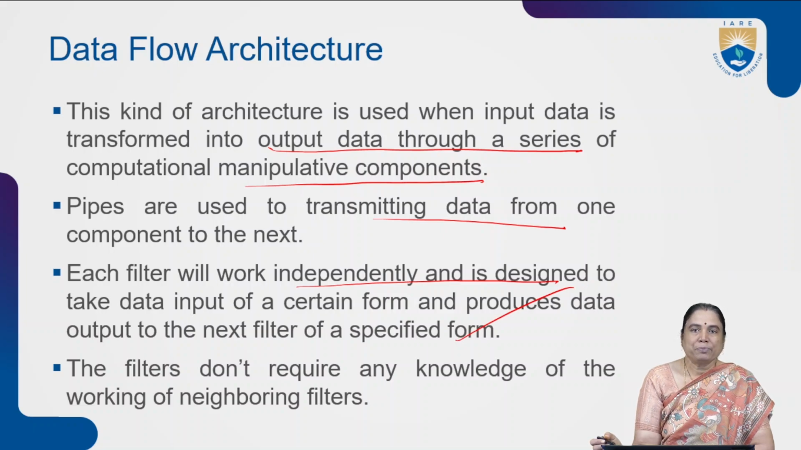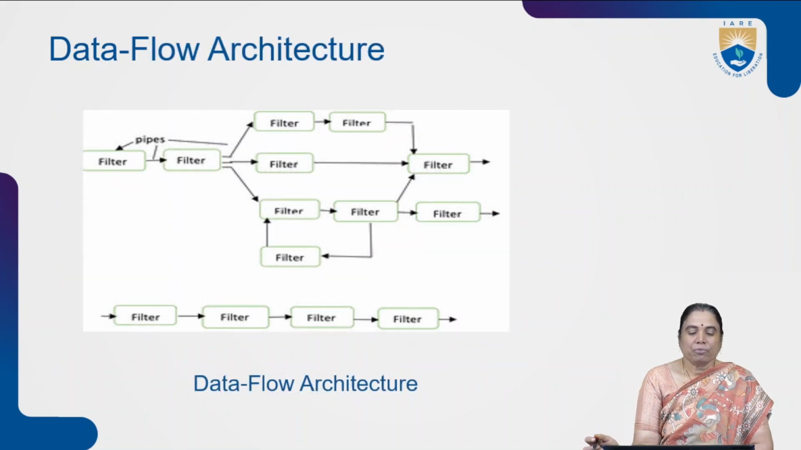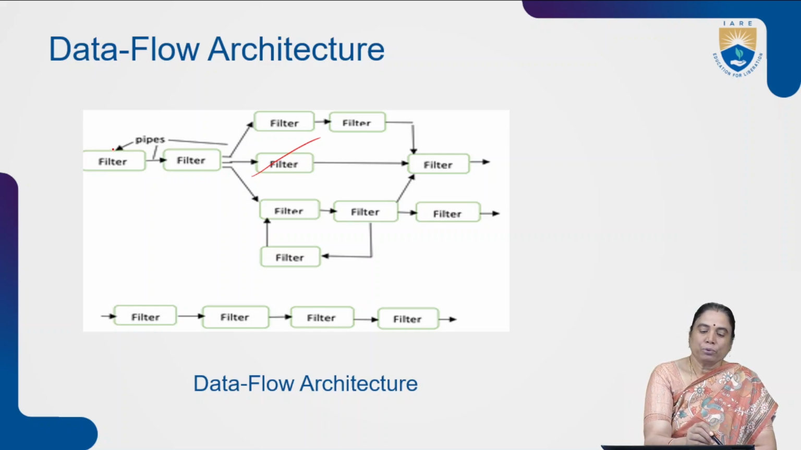So, filters and pipes are the major components in the data flow architecture. These filters do not require any knowledge of the working of neighboring filters. So, this is the structure of data flow architecture. Here the filters are majorly used for transforming one input to the next filter. The output generated is given to the next filter as the input. So, the computational capabilities can be communicated through the pipes.